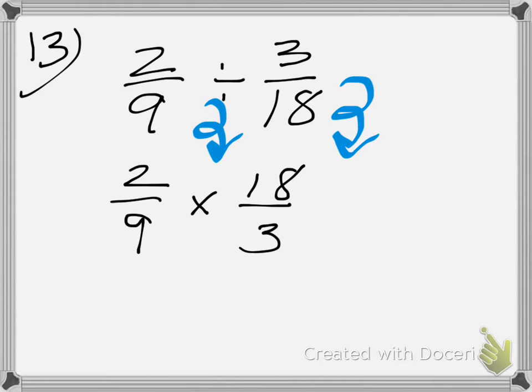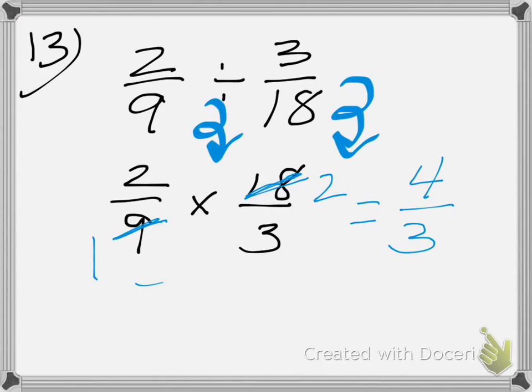Now once we have this as a multiplication problem, we can go ahead and cross cancel. 9 is divisible by 9. 9 goes into 9 once. 9 goes into 18 twice. So now we multiply numerator times numerator. 2 times 2 is 4. Denominator times denominator is 3.